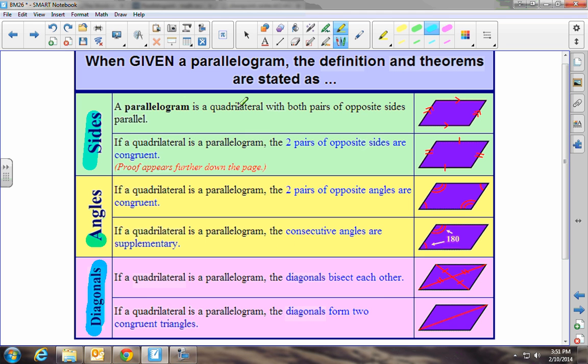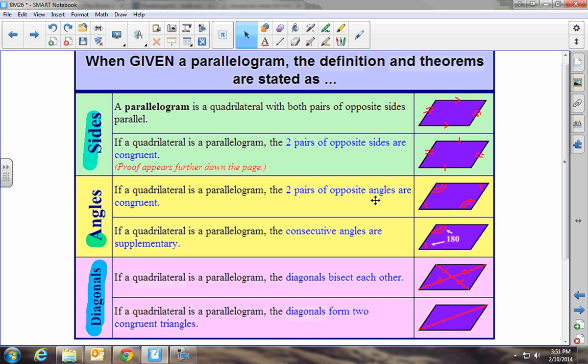I would suggest writing down the definition and make sure you add the picture, because for me the picture is actually easier to read than the definition. I can see this picture tells me that parallelograms have parallel sides, and this picture here tells me that parallelograms have congruent sides, so they're parallel and congruent.